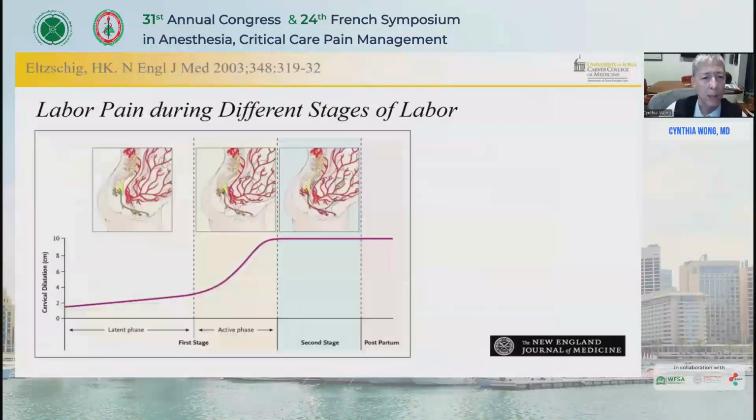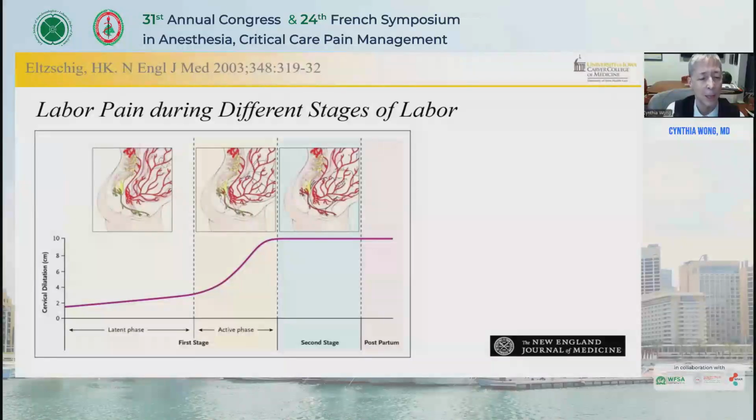Why are we talking about a sacral block? Why is that important? Well, let's review labor pain in the different stages of labor. So on the y-axis here, we have cervical dilation, and on the x-axis, we have time. And you can see that the stages of labor are divided into the first stage, the second stage, and the third stage, right? The first stage is from the start of labor until complete cervical dilation at 10 centimeters.